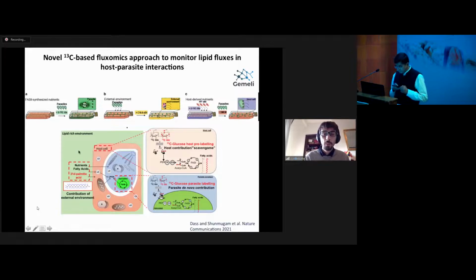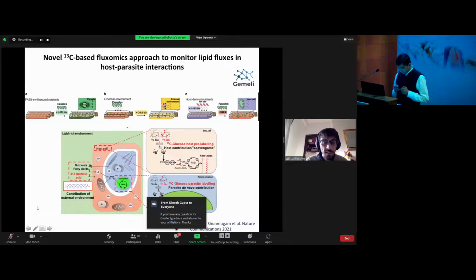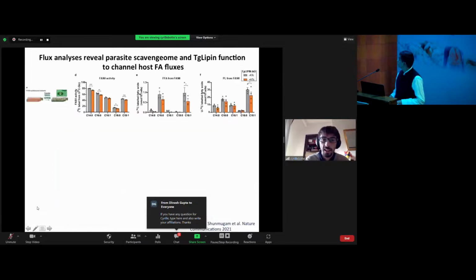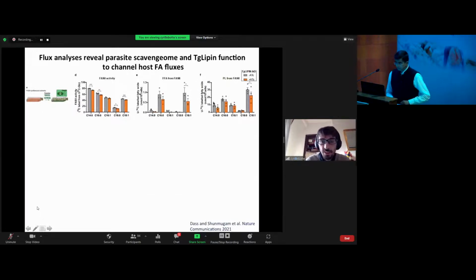In the medium, we used labeled fatty acid, this time deuterated fatty acid, because C13 carbon-labeled fatty acids are a little more expensive. And so we're able to quantify things that were coming from the outside, from the host cell or from the parasite, to see and explain our phenotypes. So first, we looked at the FASII pathway.